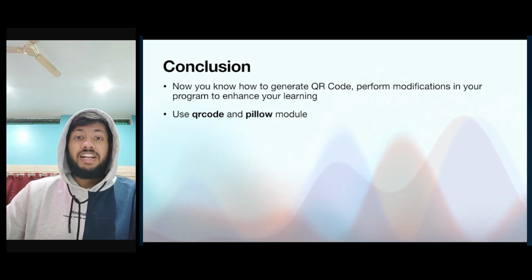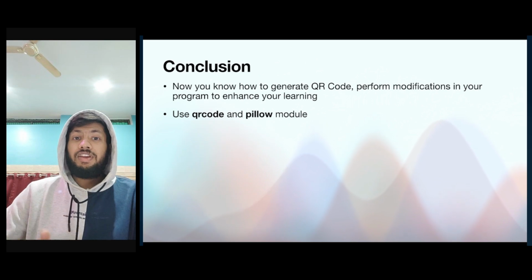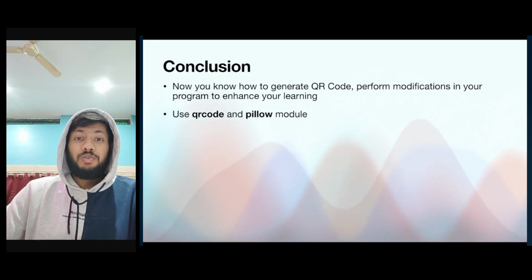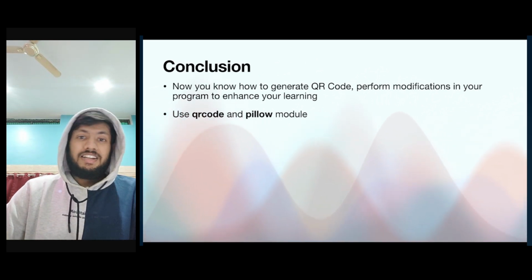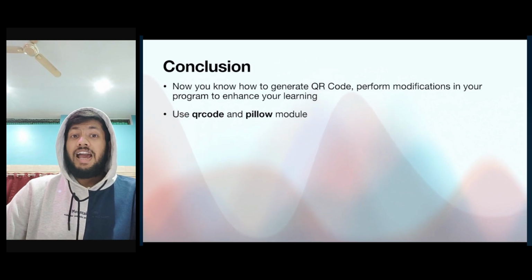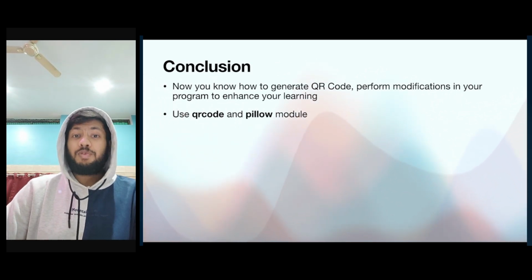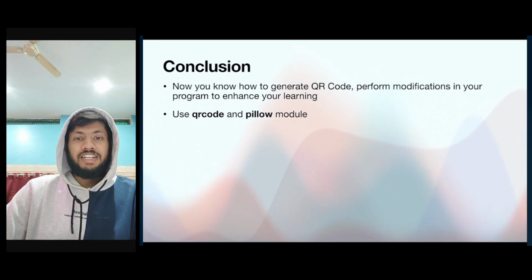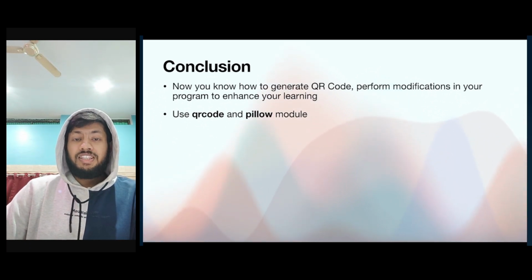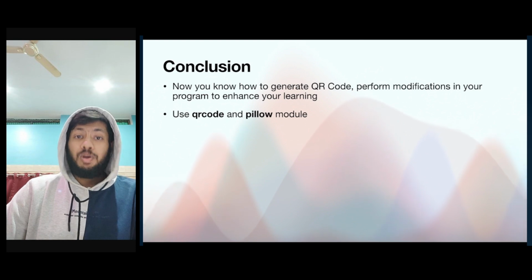Alright, so finally we are at the end of this video, and what we have learned today is to create a QR code using Python. Now to enhance your learning, you can perform some more actions and modifications in your program to add more features to it. Make sure you are using the QR code module and the pillow module.